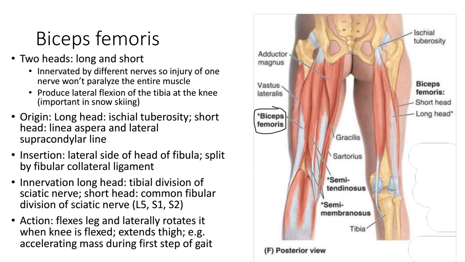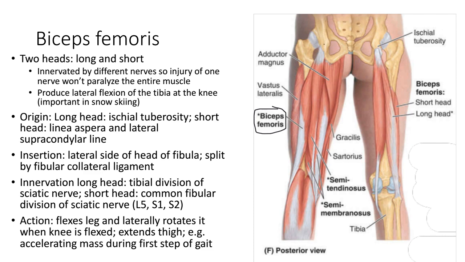The two heads produce lateral flexion of the tibia at the knee, which is important in snow skiing. The joint is a hinge joint, so it really doesn't have much lateral flexion. But like it says, in snow skiing, when you're making those turns, it will hold that knee in more of a lateral flexion in order to prevent damage or injury to that joint.